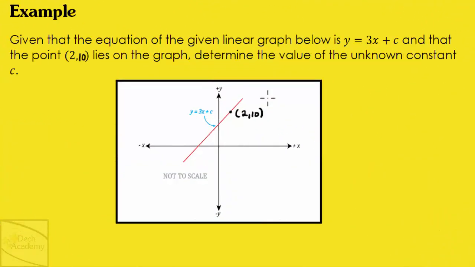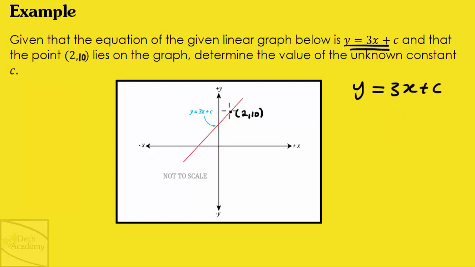Here's another example question. This time we have the plot of a linear equation. In fact, this is a line here, and we're told that it has the equation y equals 3x plus c. We're also given a point that lies on this line. The point has coordinates (2, 10). And the question says, given that the equation of the given linear graph below is this, and that the point (2, 10) lies on the graph, determine the value of the unknown constant c. So we have an equation here, y equals 3x plus c.